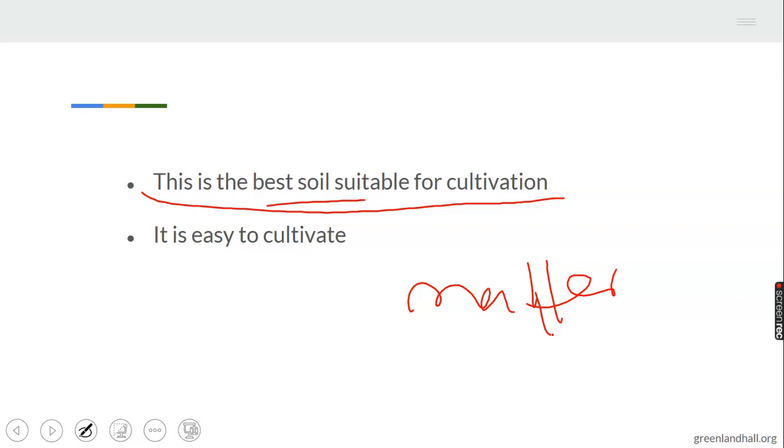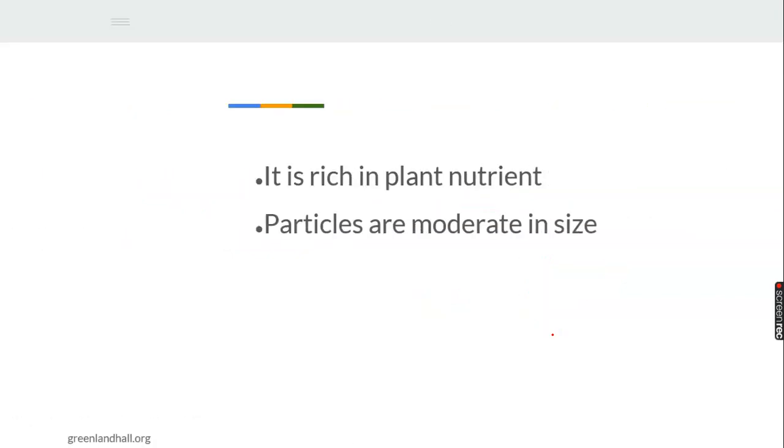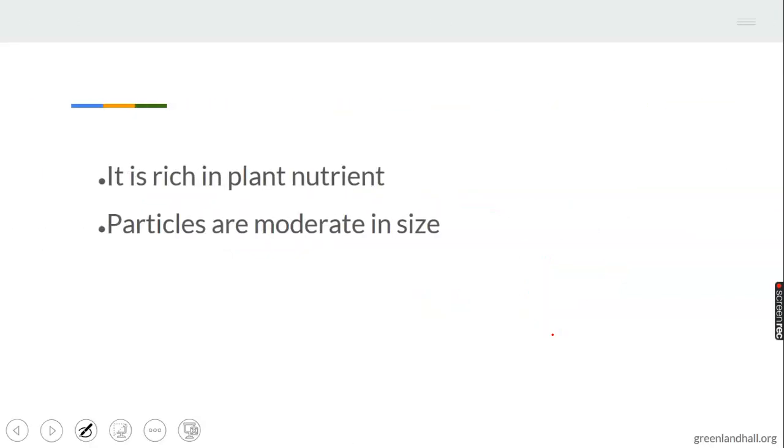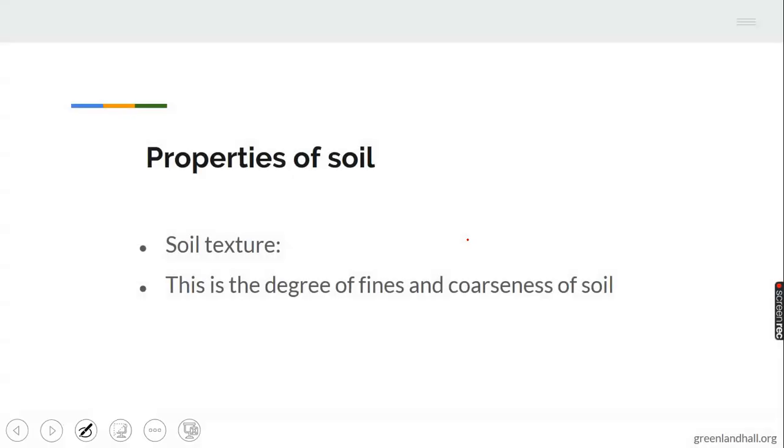I believe we are following. Don't forget the three types of soil: sandy, clay, and loamy soil. And don't forget the components of soil: inorganic matter, organic matter, soil water, soil air, and soil living organisms. Loamy soil is rich in plant nutrients, which we have said. The particles of loamy soil are usually moderate in size. Take note of that as we continue.